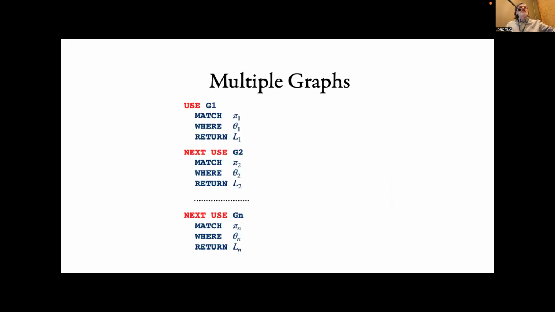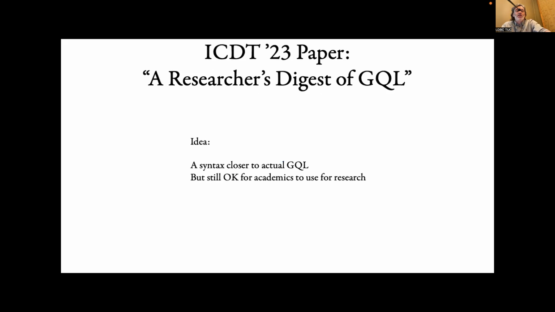And then you can use multiple graphs, again, as was shown, right? So you can say use one graph, then do your match, where, return, then next you use another graph, match, where, return, and so on and so forth, right? So it's not a single graph, as was used in pattern matching, but in GQL, you can actually change graph and do different matching between graphs.